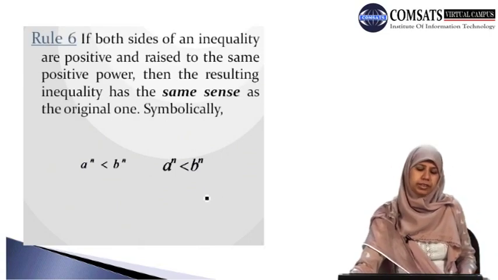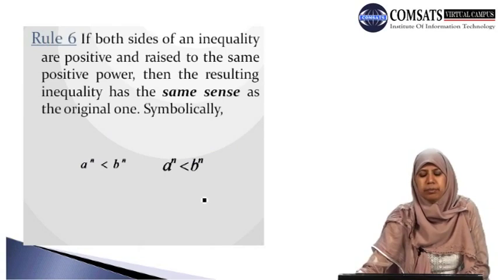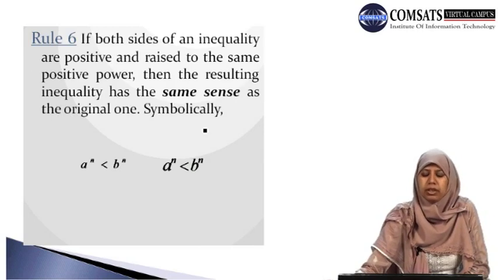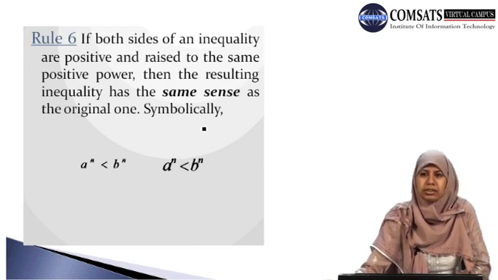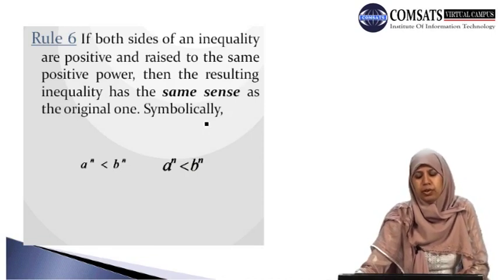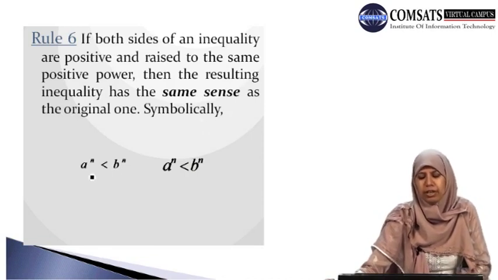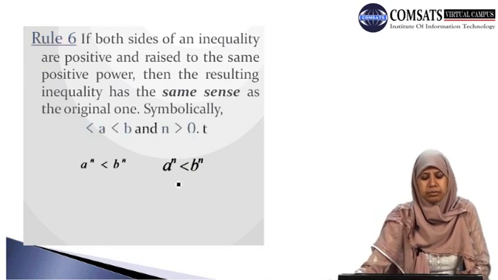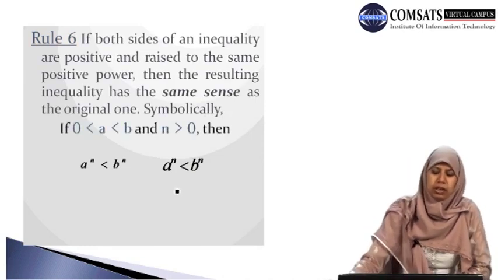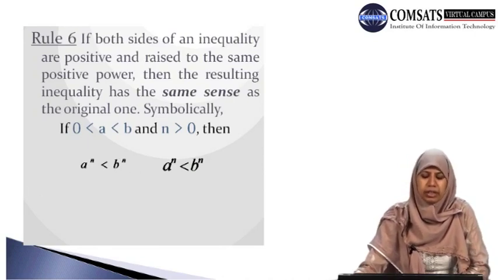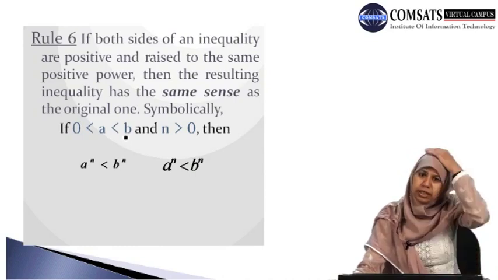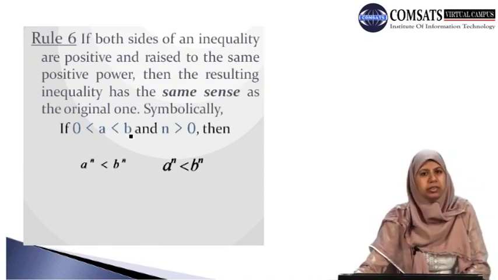Now we have rule 6. Rule 6 says that if both sides of an inequality are positive and raised to the same positive power, then the resulting inequality has the same sense as the original one. That is, the comparison will be of the same kind. What do we mean by this symbolically? If we have an inequality A is less than B, and both sides are positive, meaning 0 is less than A is less than B, which means that A is greater than 0 and B is greater than 0.